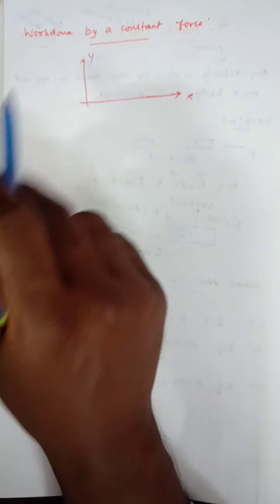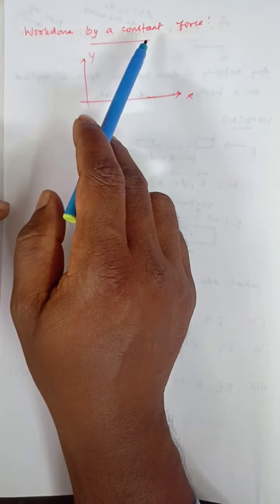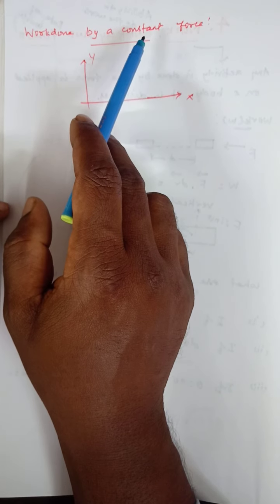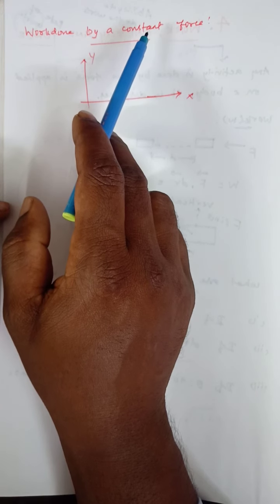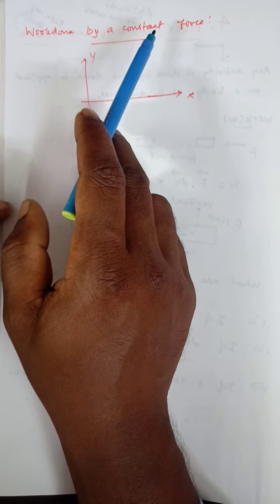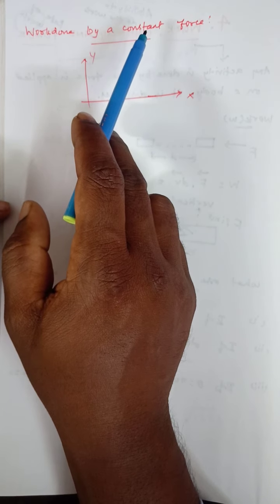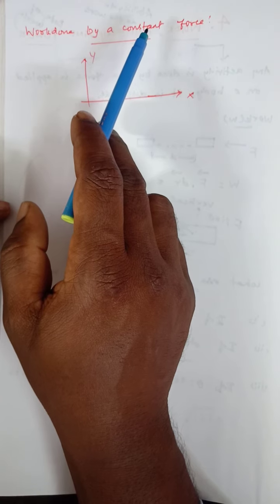Work done by a constant force. Here, what does a constant force mean? The force remains the same; there is no change in the value of the force. When a constant force F acts on the body, it creates a small work done, that is dW, by the force in producing a small displacement, called dr.